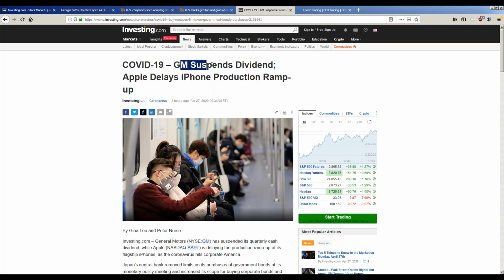Some specific companies: GM suspends dividend program. That's not good, right? That's a negative for a specific company. GM suspending dividends means not paying stockholders payouts for now. That might make people not want to hold stock for them, at least temporarily, and might cause a little bit of a sell-off. I'm not saying for sure GM stock will drop, but suspending dividends is not a positive thing.